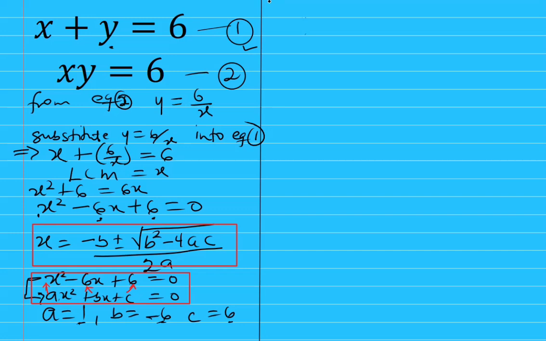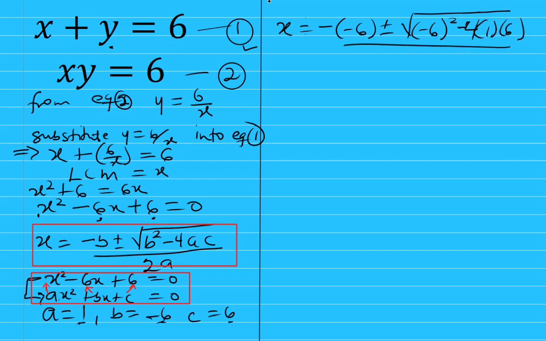All right, so let's see what happens. We're going to have x equals negative, and already there's a negative there, so b is negative 6. We bring in our plus or minus the square root of b squared, where b is negative 6, squared, minus 4 times a, which is 1, times c, which is also 6, all over 2 times a, which is 1.